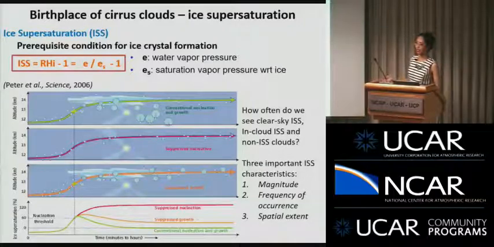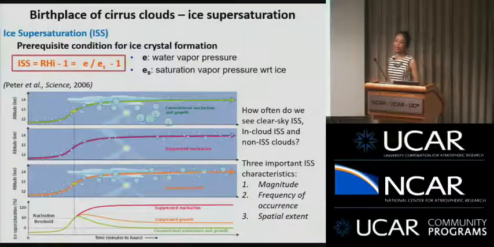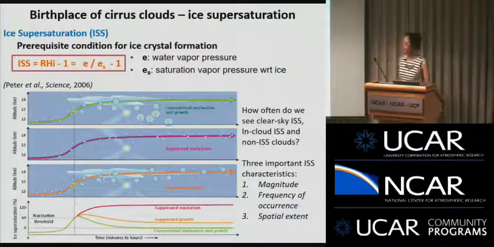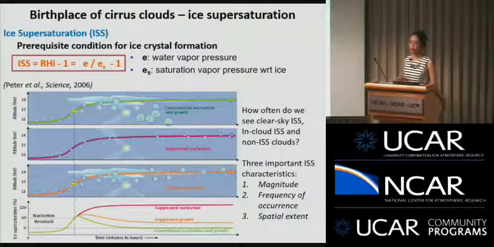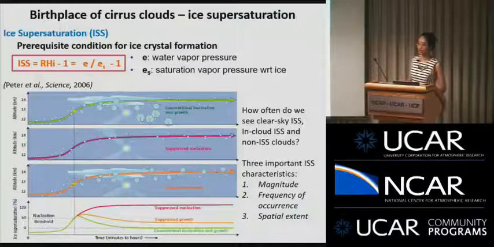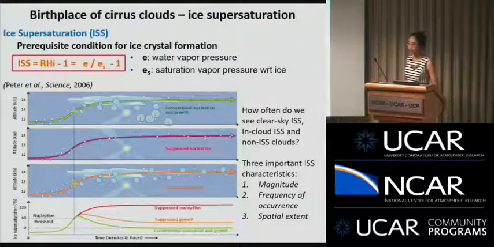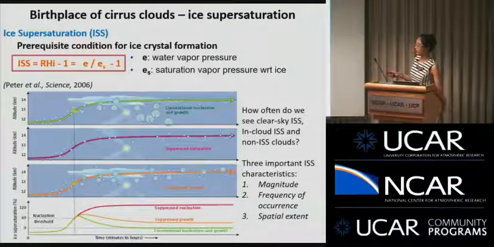Among all the type of clouds today, I will focus on a cloud which is called the cirrus cloud. It is located at relatively higher altitude. It's usually around the upper troposphere and around the tropopause, and is almost entirely composed of ice crystals. For the birthplace of cirrus cloud, it has a special name. It's called ice supersaturation. It's the prerequisite condition for ice crystal formation. And in the observations, when we want to measure ISS, we just need the water vapor measurement and the temperature measurement to derive the saturation vapor pressure with respect to ice.